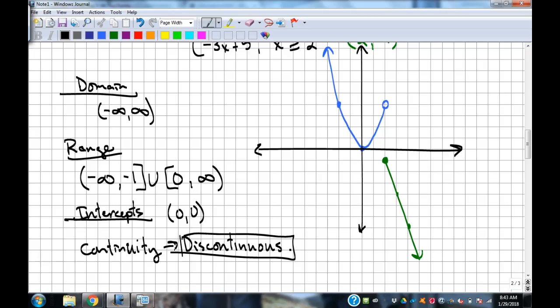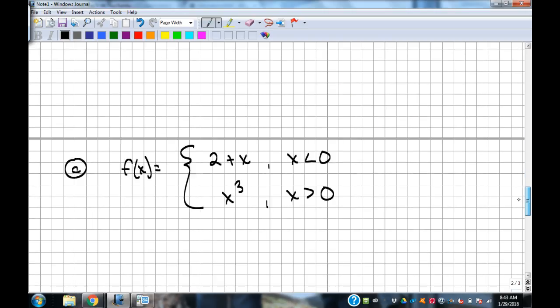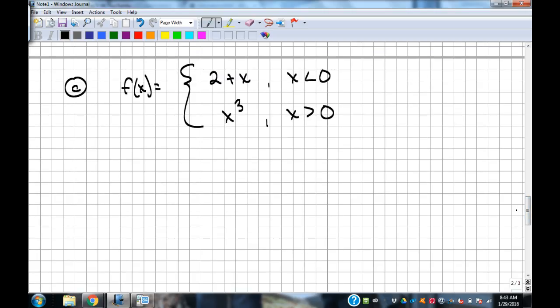Because you had to pick up your pencil. Right. All right. Come down here to see. Only 2 parts on this one. One of those is an interesting one. X cubed. So let's get the first one there.